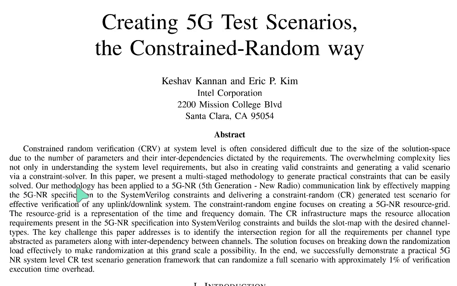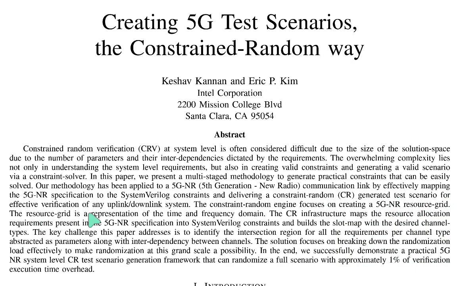Our methodology has been applied to a 5G NR (5th generation New Radio) communication link by effectively mapping the 5G NR specification to SystemVerilog constraints and delivering constraint-random (CR) generated test scenarios for effective verification of any uplink/downlink system. The constraint-random engine focuses on creating a 5G NR resource grid.